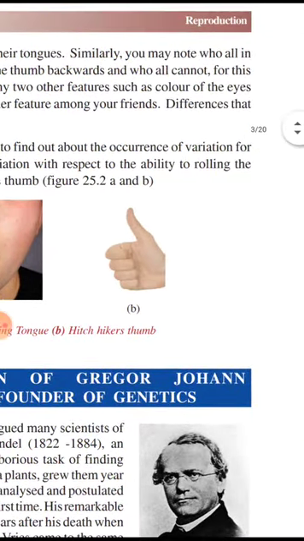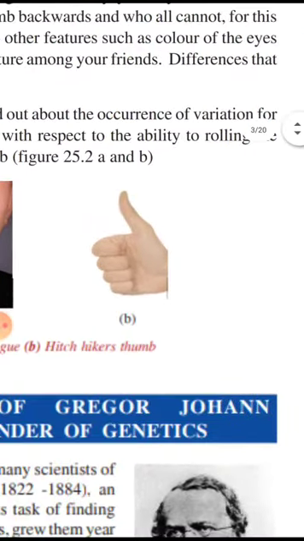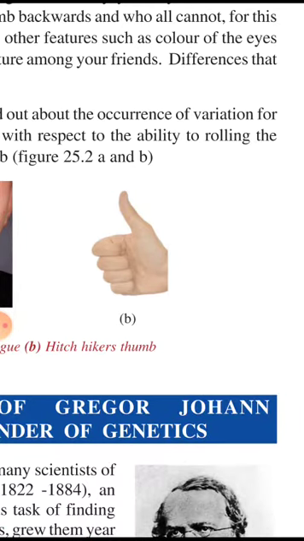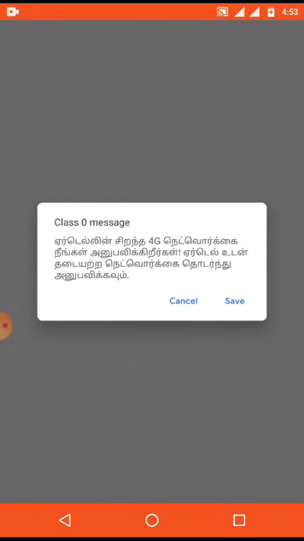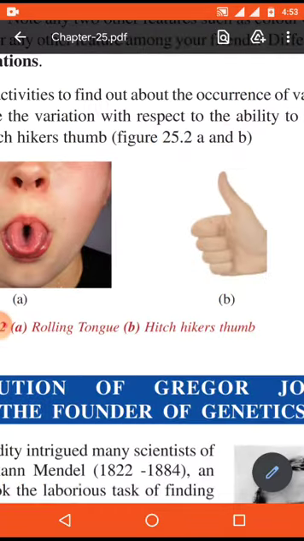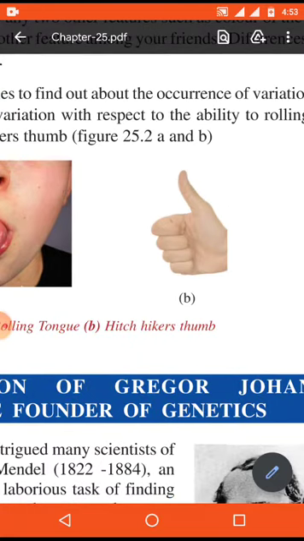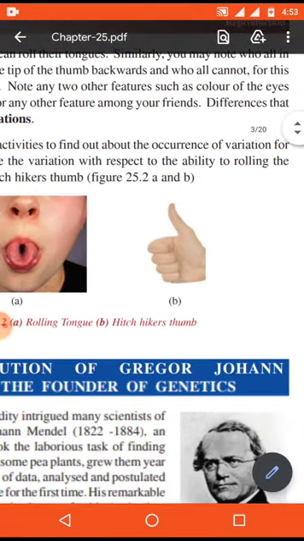Some people can keep their thumb upright. Some can curve their thumb like this, but some people cannot do it. It will be upright without bending. Some people can bend their thumb backwards, and some cannot. It is due to their genes. You can go to many people and check these two characters, and you can find some people will have these variations.